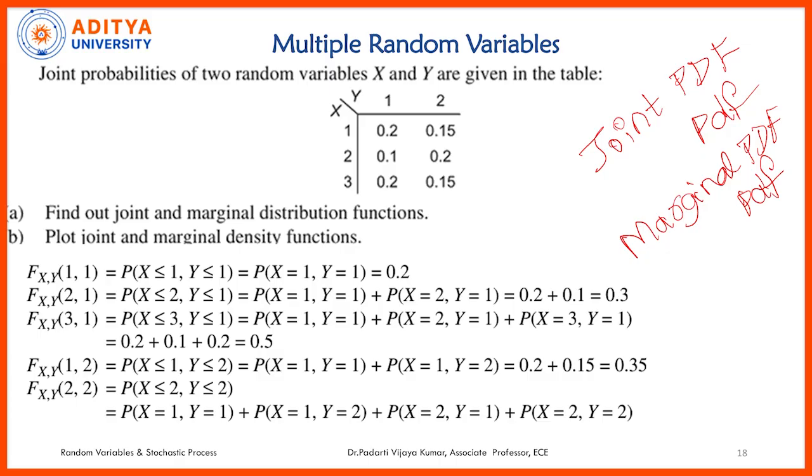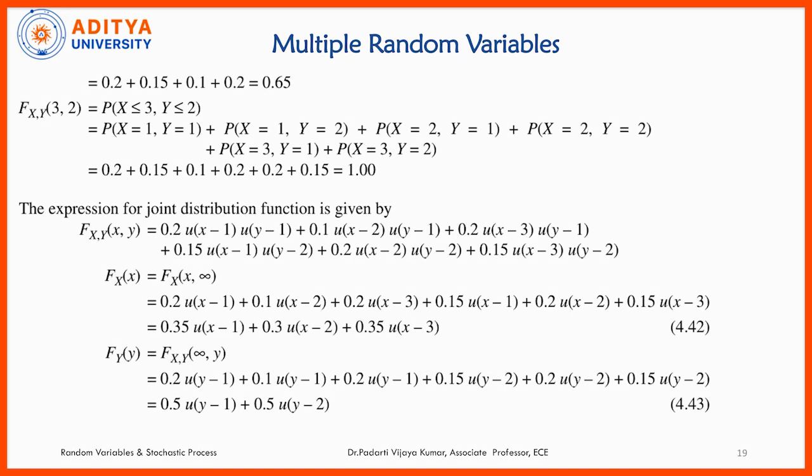So first, for the given data, 1 comma 1 it is 0.2, 1 comma 2 is 0.15, 2 comma 1 is 0.1, 2 comma 2 is 0.2, 3 comma 1 is 0.2, 3 comma 2 is 0.5. These are the probabilities given to us. Now if I want to compute the joint distribution function, I can express it in terms of the unit step function.